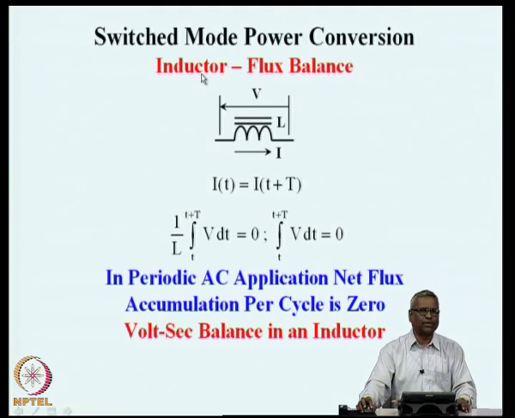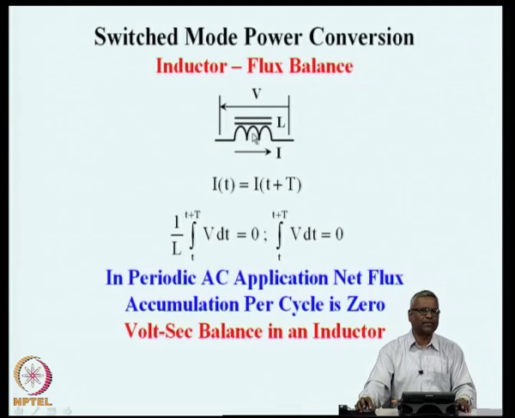In an inductor which is working in an AC circuit, in a periodic circuit where the current follows a periodic waveform, i of t is i of t plus capital T, where capital T is the periodicity of the circuit. In such a circuit, from one cycle to the next cycle, there is no net accumulation of current. There is no net change in current, and this can be expressed in this integral equation: 1 by L integral from t to t plus T. Over one cycle, the voltage applied to the inductor, the volt seconds applied to the inductor, is 0.